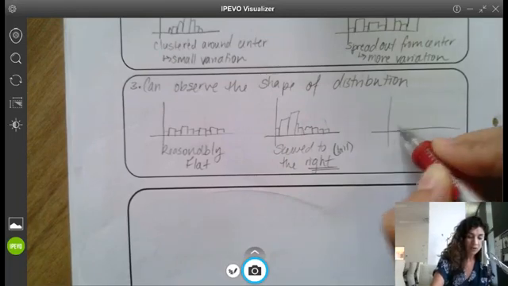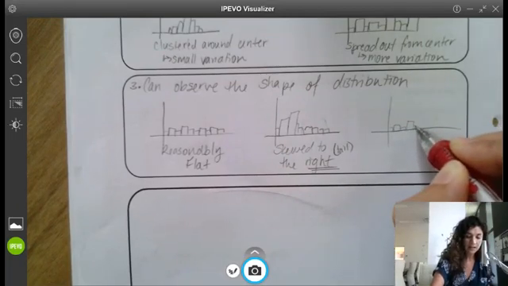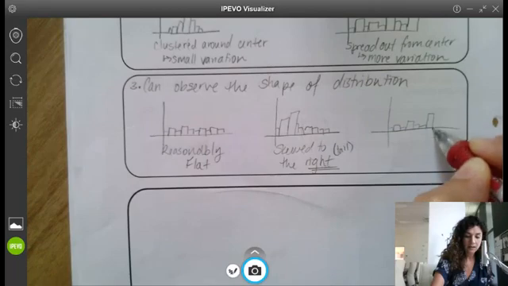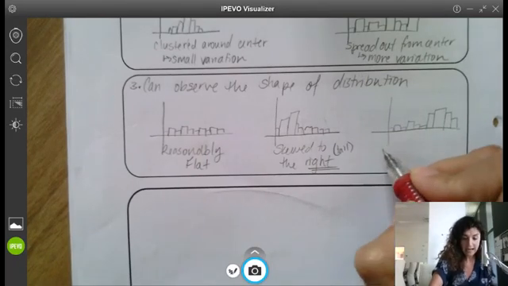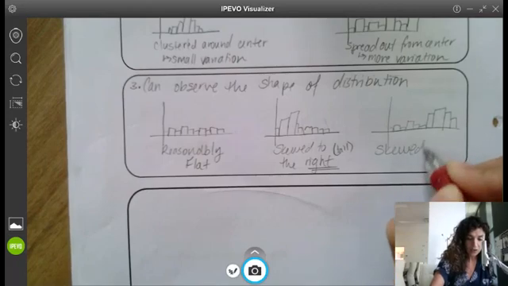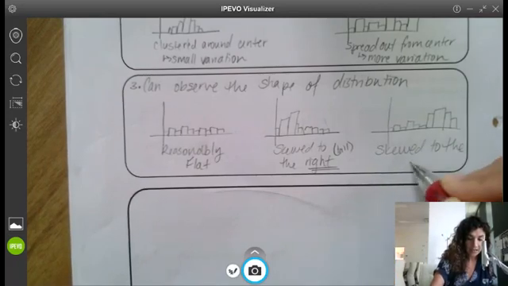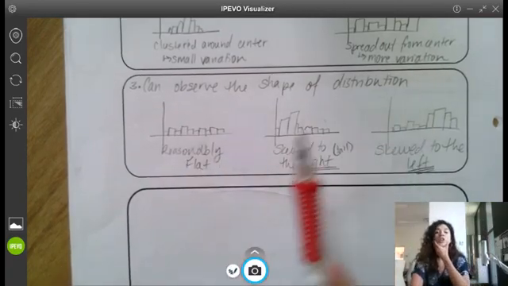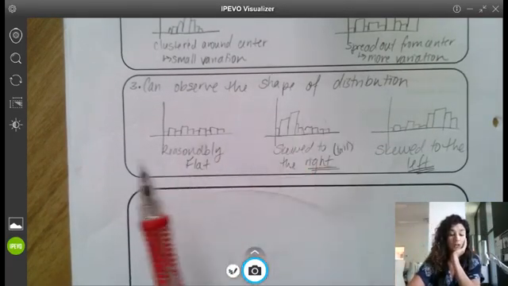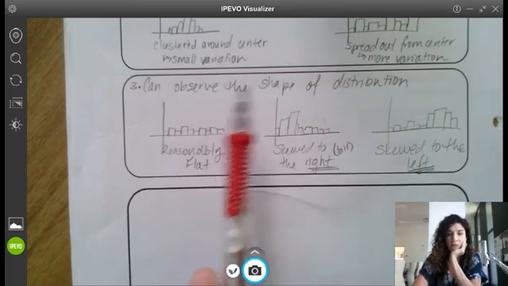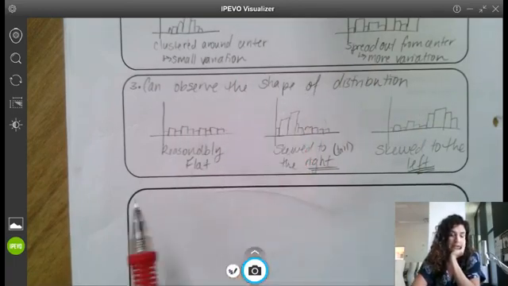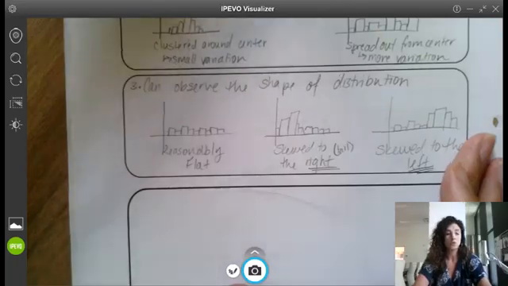So if we were to have most of our data on the right-hand side, we would say that it is skewed to the left. So you can observe shapes of distribution and draw conclusions with that based off of whether there's a certain amount of clustering that's going on. Skewed to the left, skewed to the right, or reasonably flat.